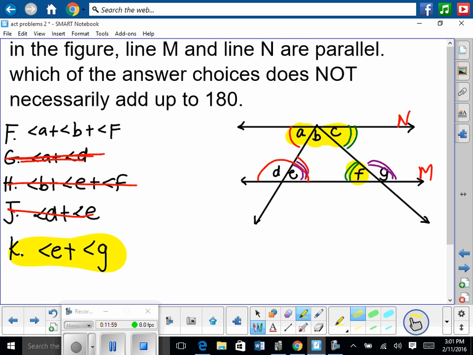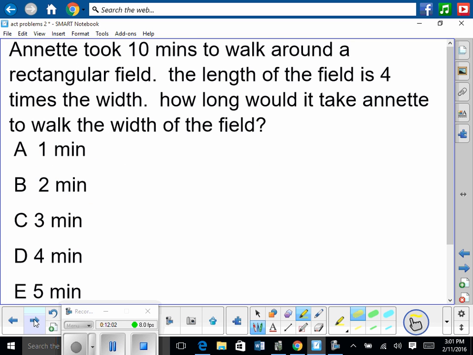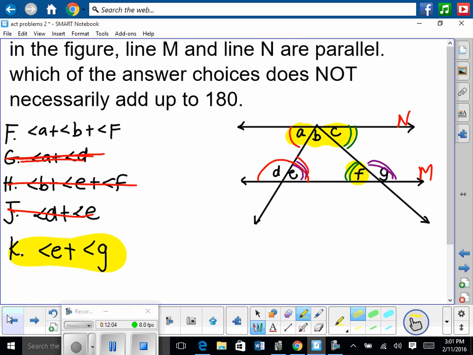Yeah. Awesome. All right, so honestly, guys, let's say you were able to eliminate these three and you were guessing between these.